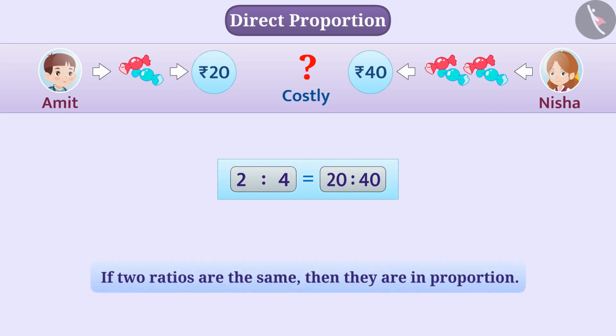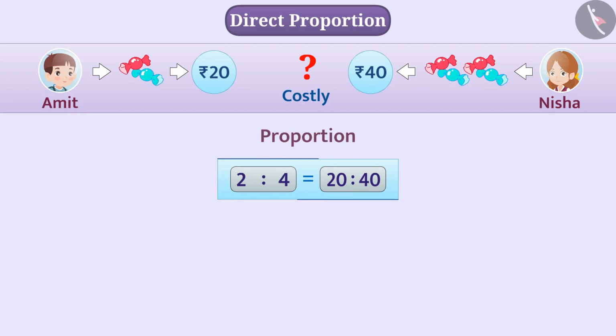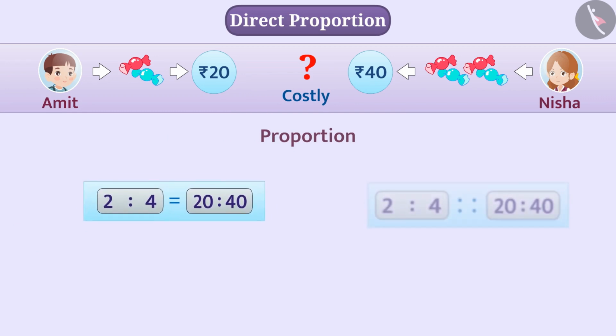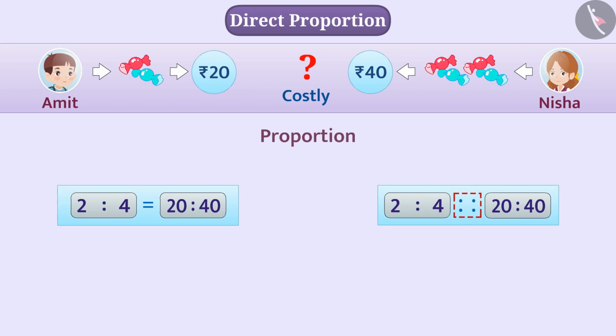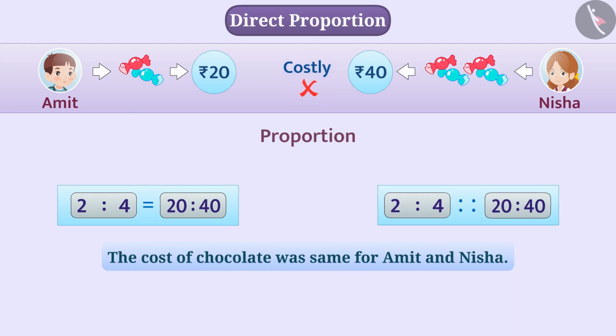In this way, if two ratios are the same, then they are in proportion. To indicate equality in ratios, use this sign or this sign. On the basis of proportional relationship, we can say that the cost of chocolate was the same for both Amit and Nisha.